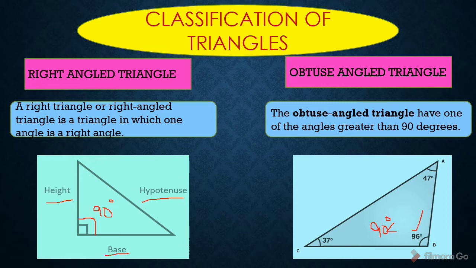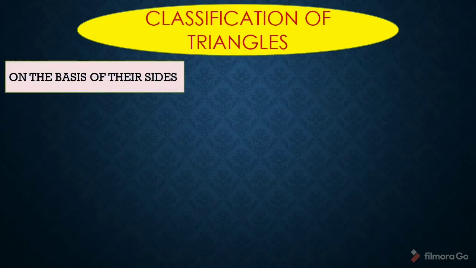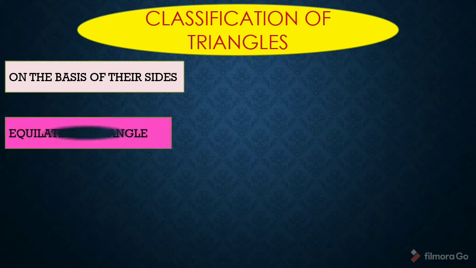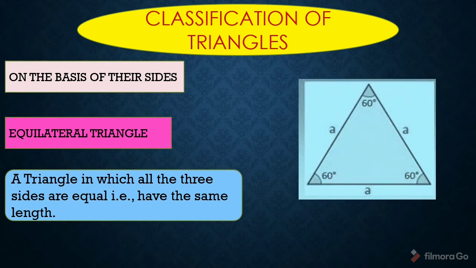Now classification of triangle on the basis of their sides. Equilateral triangle. The triangle which has all the three sides equal or of the same length is called equilateral triangle. You can see here all the sides are equal, and you must notice that it will also have all the angles 60 degree. Okay, so equilateral triangle has all the angles 60 degree.